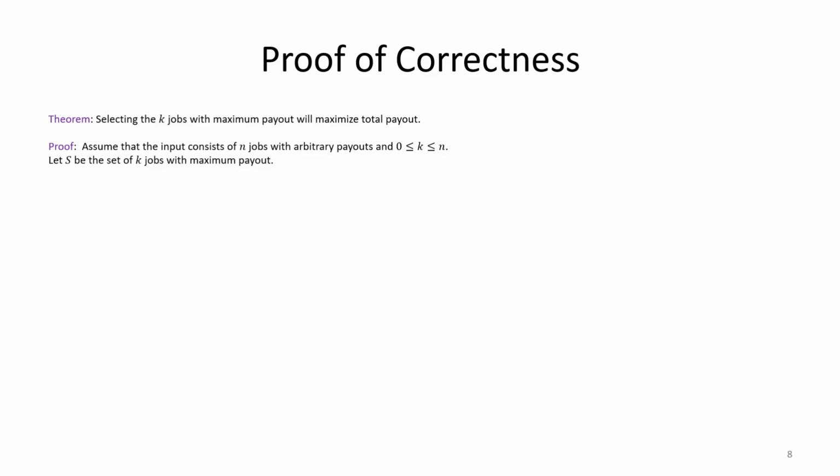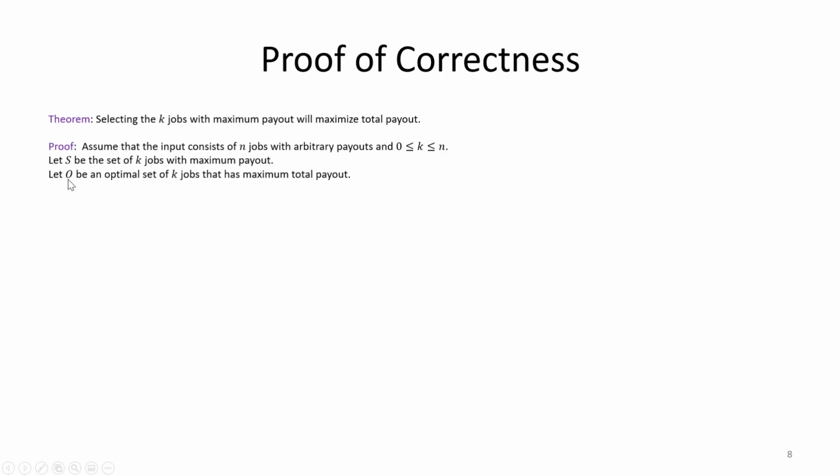We know there is some output that maximizes the total payout. We don't know what it is yet. We hope it's S. In fact, we're trying to prove it's S. But for the moment, I'm just going to say, let's assume we know there's some set of k jobs that maximizes the total payout. Let's go and grab them. Let's get the set of k jobs that has the maximum total payout, and let's give it a name. I'm going to call it O.